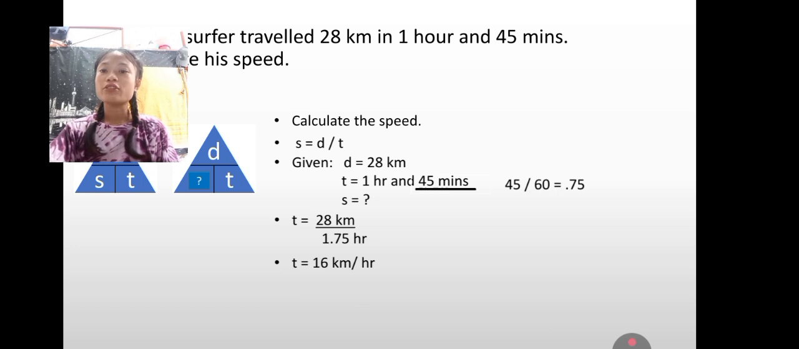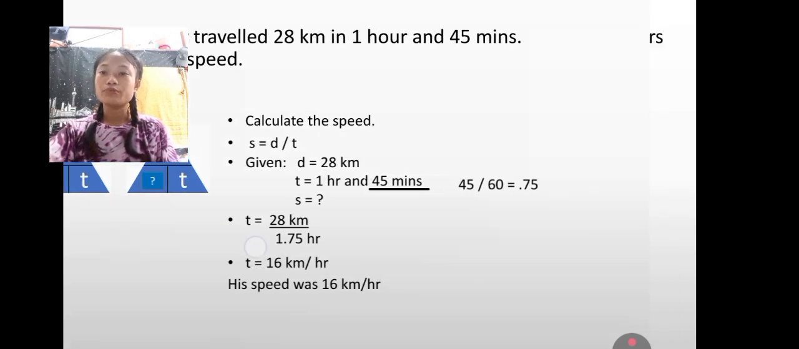Solve the equation and calculate the answer. So, the answer is 16 kilometers per hour. So, ato reasonable answer is his speed was 16 kilometers per hour. Mao na ang speed na to.